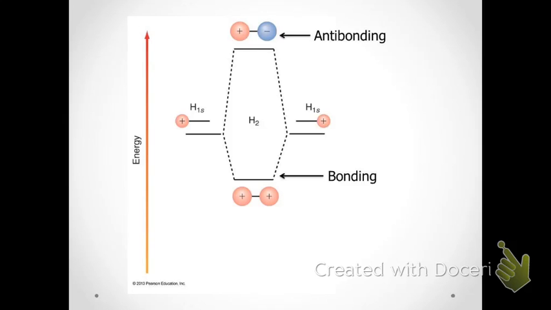Here is an energy diagram of the bonding and antibonding orbitals that we determined for hydrogen in a previous video. We had the bonding molecular orbital and antibonding molecular orbital. The bonding molecular orbital is lower in energy than the individual atomic orbitals, and the antibonding orbital is higher in energy than the individual atomic orbitals.